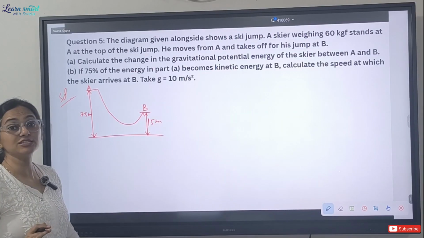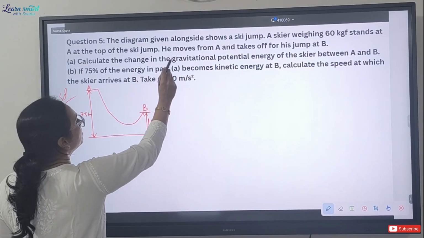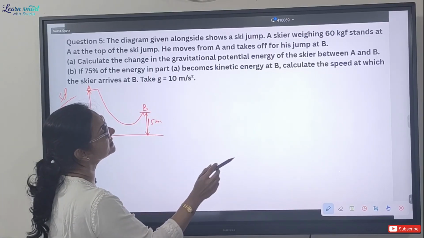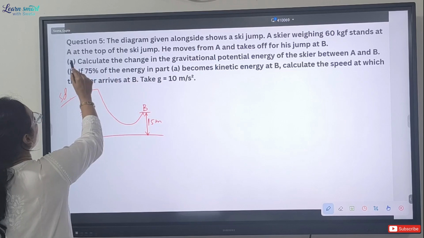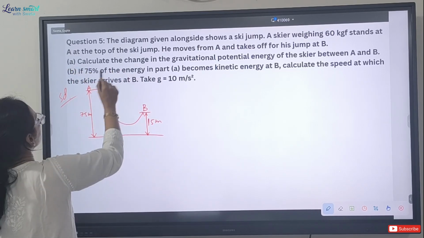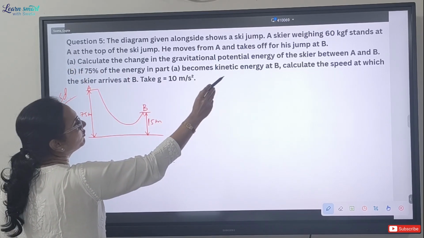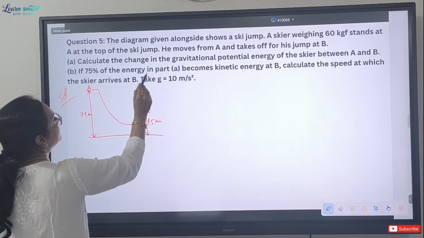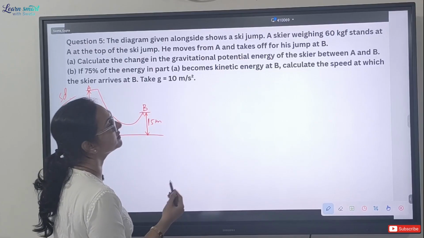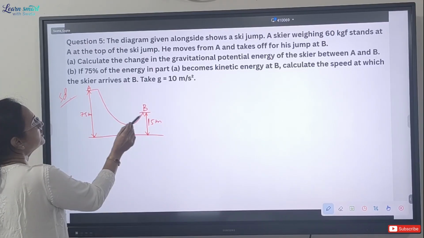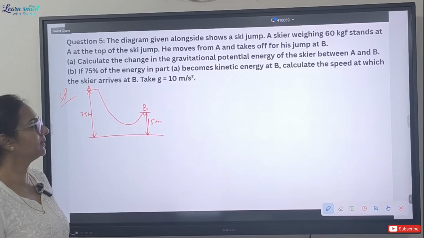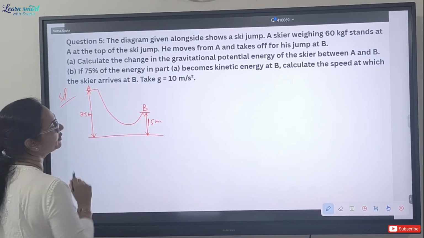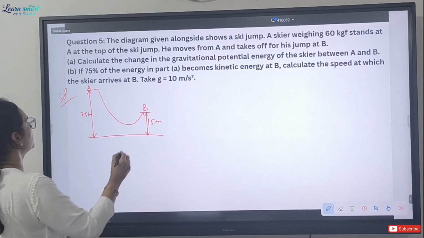Next question. Let's look at question number 5. The diagram given alongside shows a ski jump. A skier weighing 60 kgf stands at A at the top of the ski jump. So here he is standing and takes off for his jump at B. So he has to jump here. From here to here he has to go. Calculate the change in the gravitational potential energy of the skier between A and B. So what is the change in the potential energy they have told to calculate? So here he is at a height of 75 meters, and here he is at a height of 15 meters. So what is the change in potential energy?